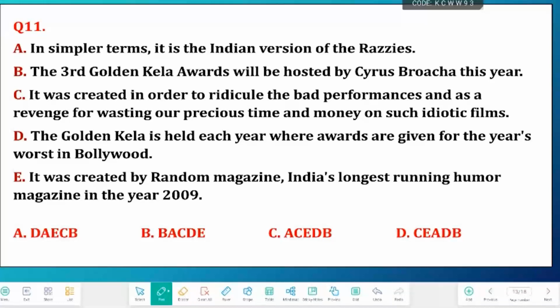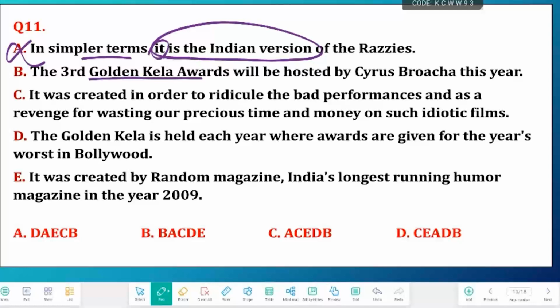So your time is up. Let's solve this parajumble. This is more like a conventional type of parajumble that we are used to solving. So let's look at this one by one. In simpler terms, it is the Indian version. Which one? We do not have any idea. Eliminate this. It can't be a first statement. The third Golden Kela Awards will be hosted by Cyrus Brocha this year. The third Golden Kela Awards will be hosted. So we have to have some introduction of the Golden Kela Awards.